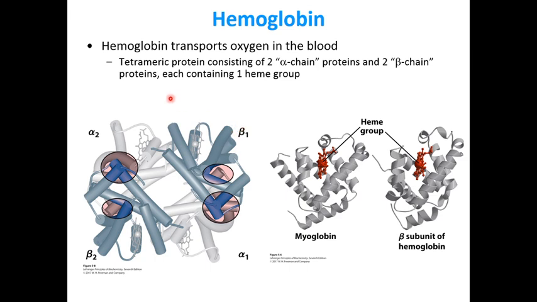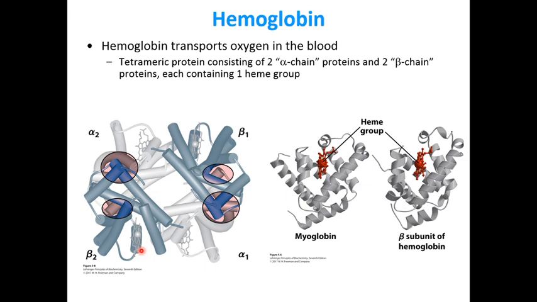Hemoglobin is a tetrameric protein consisting of two alpha chains, alpha 1 and alpha 2, and two beta chains, beta 1 and beta 2, each containing one heme group. So alpha 1 has a heme group, beta 1 has a heme group, alpha 2 has, and beta 2 has.